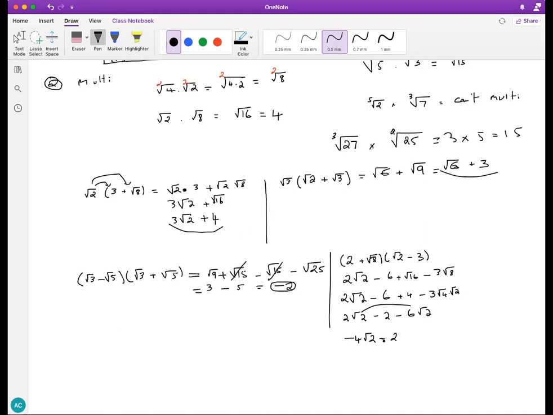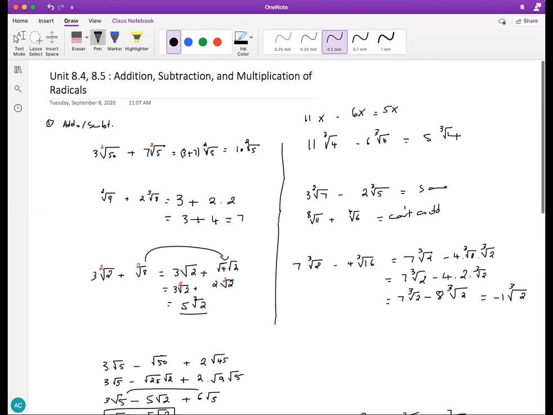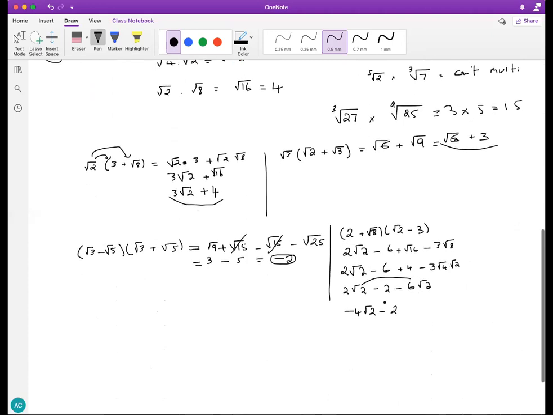Can we subtract anything now? Can we subtract these 2? No, they're not the same. This one has a radical, this one does not. Again, to add or subtract, we must have the same index and the same radical. So this is pretty much the answer here. There's not much to be done, and you just leave it like that.